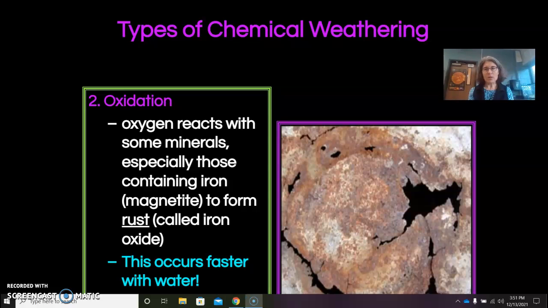Another type of chemical weathering is one that you've worked with a great deal, which is oxidation. This is where oxygen reacts with minerals in the rock and they form a new substance. We most often think about this when we think about iron reacting with air to form rust. As you probably know, this does occur faster with water. So for example, cars in the northeastern part of the United States tend to rust faster because we have a wetter climate with more precipitation and more humidity. So that serves as a catalyst to allow those reactions to happen faster.